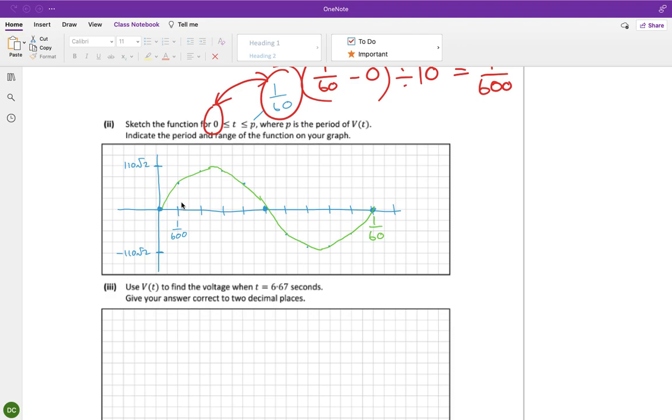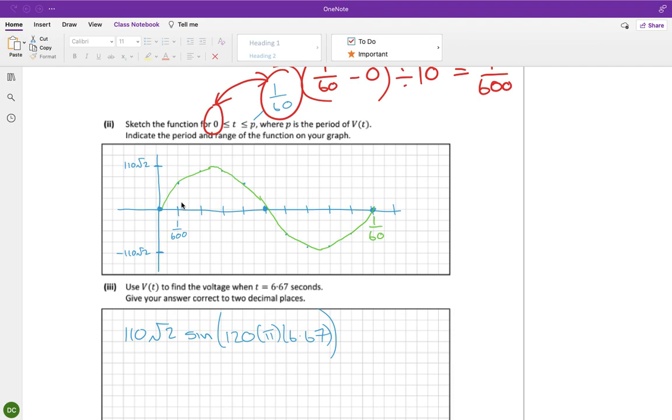That was tricky. Okay. Use V(t) to find the voltage when t is 6.67. So that is 110 root 2 sine of pi and then t. Is that right? Oh, I just didn't write the 120. 120 pi t. Okay. So 120 pi 6.67.